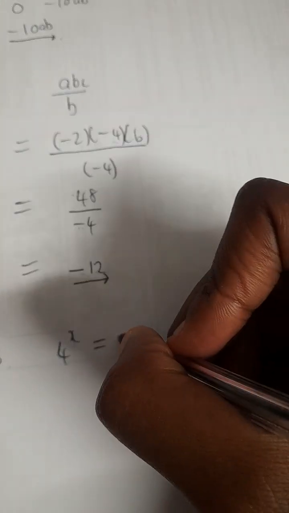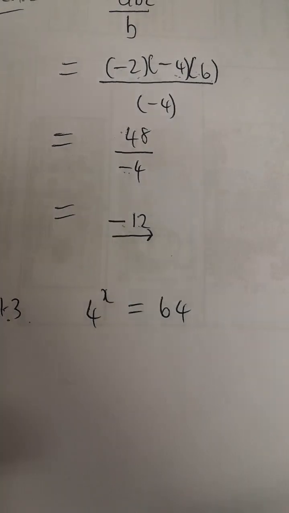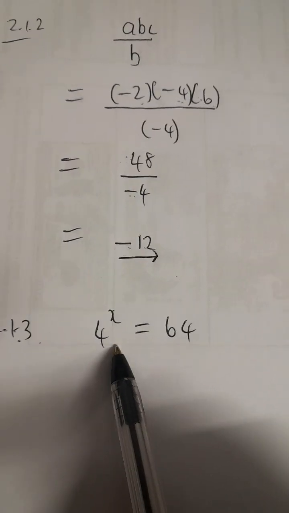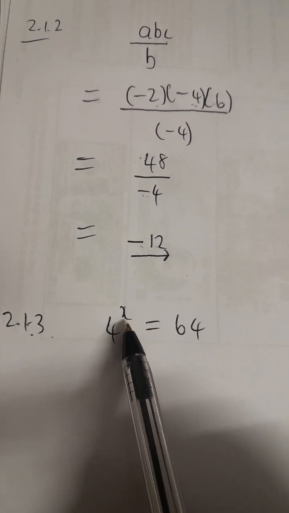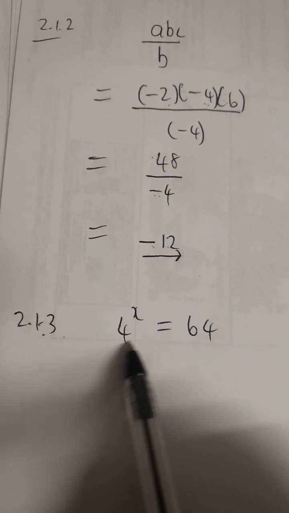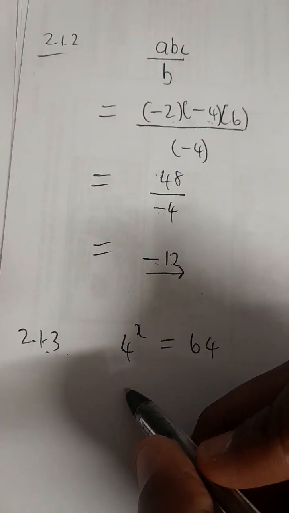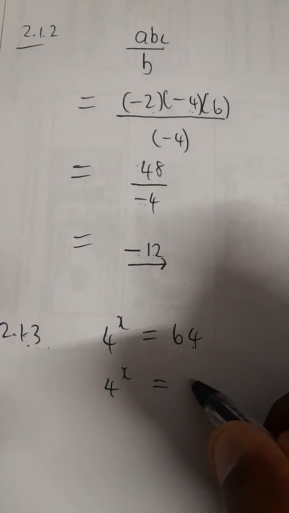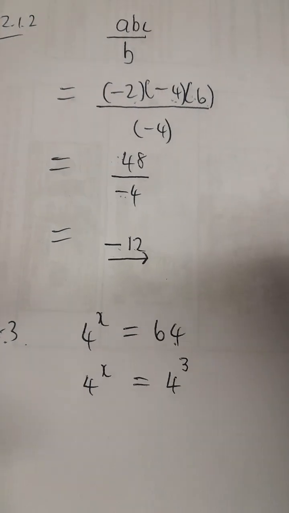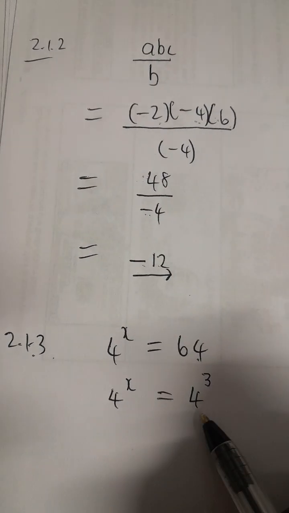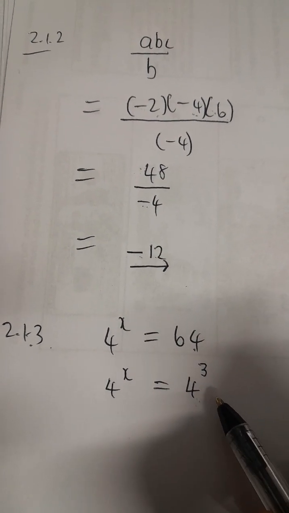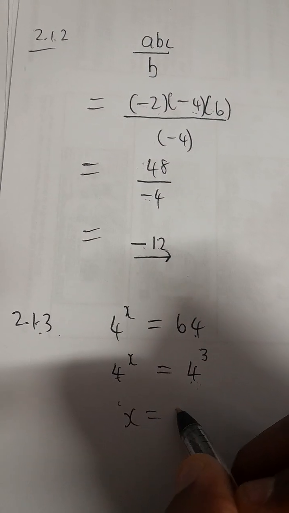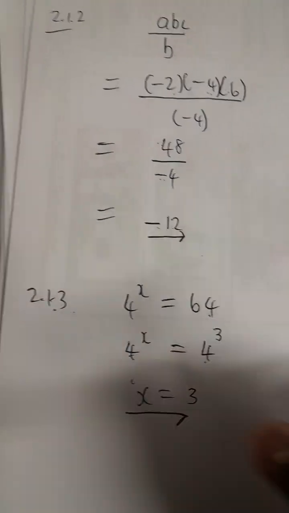4 to the power x is equal to 64. Alright, now the bases here are not the same. In order to make base 4 the base for this side as well, it is clear that 4 to the power x can be written as, now 64 can be written as 4 to the power 3, because 4 times 4 is 16, and 16 times another 4 gives us 64. So when the bases are the same, we can drop the base and equate the exponents. That's one way of doing it.